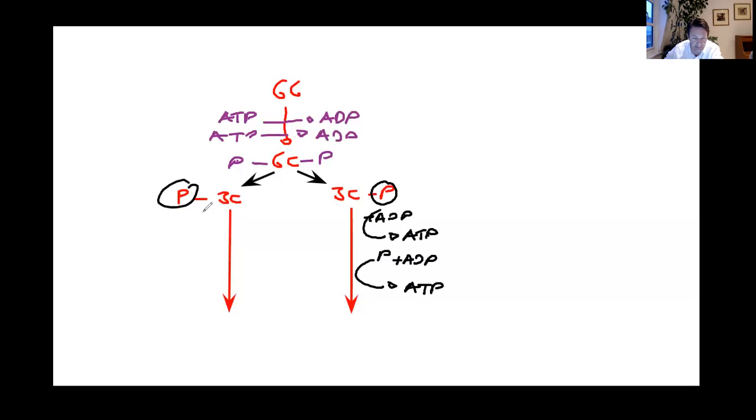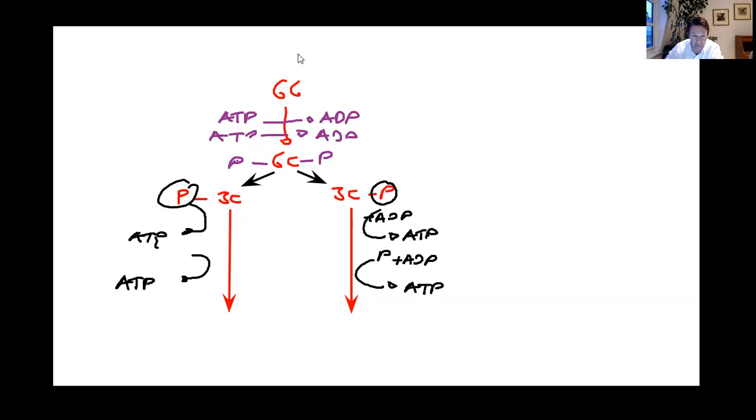And again, this happens on this side as well. So we make an ATP and we make another ATP. Now, these 4 ATPs are all being produced by substrate level phosphorylation, which is the direct addition of a phosphate to an ADP to form an ATP.